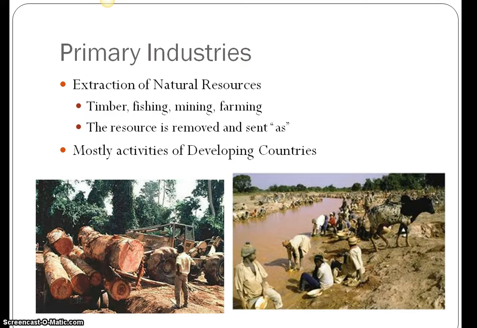So we can also look at industries as primary, secondary, and tertiary industries. A primary industry is basically an industry where natural resources are extracted, as in timber, fishing, mining, farming, and the resource is removed and sent somewhere else as is. There's no turning lumber into logs or turning fishing into canned fish. It's the raw product, and these are mostly activities of developing countries.